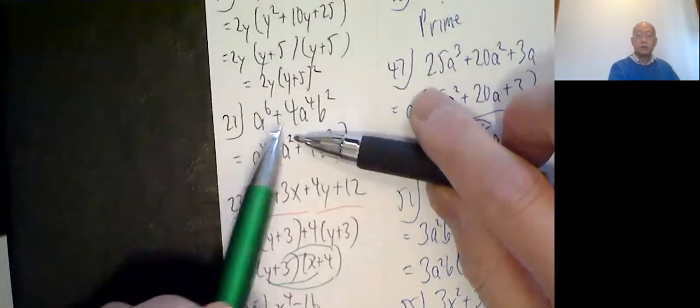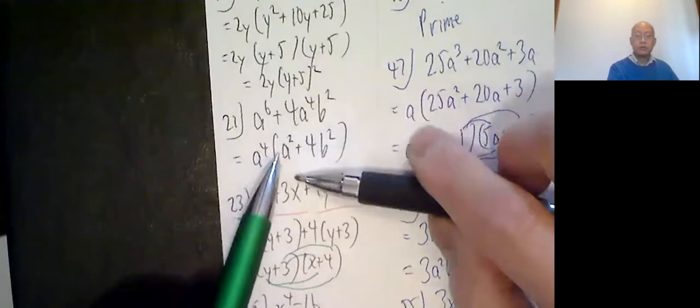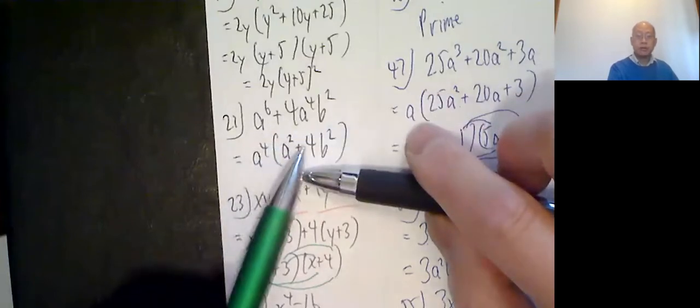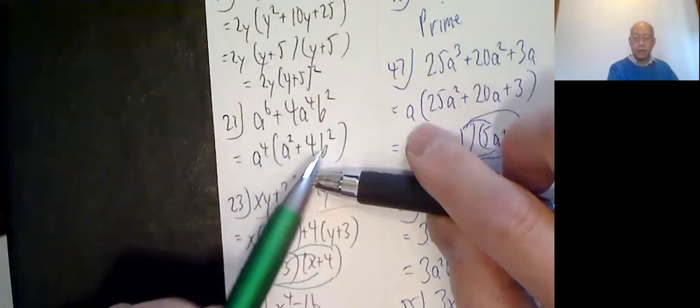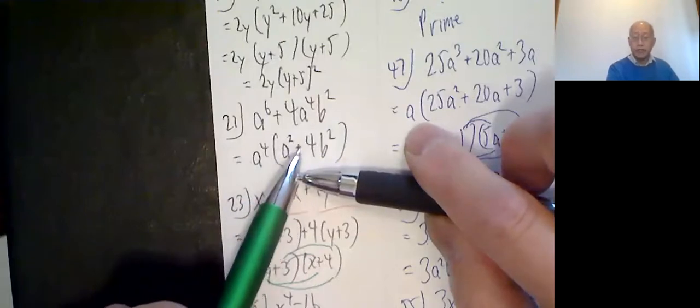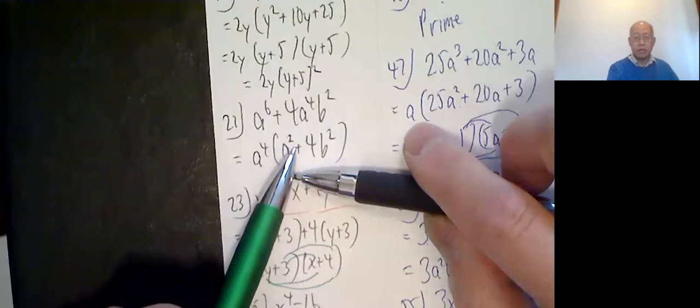21, greatest common factor is a to the 4th. A squared plus 4b squared, stop. You can't factor this anymore. This is the sum of squares. If it was a minus, you could keep going, but a plus, you can't keep going.